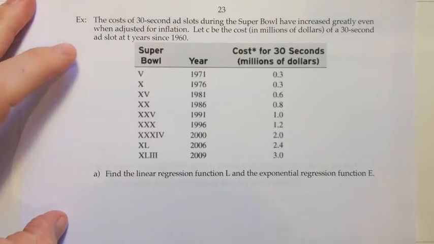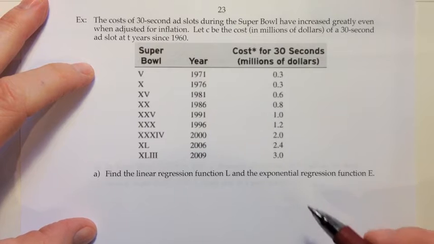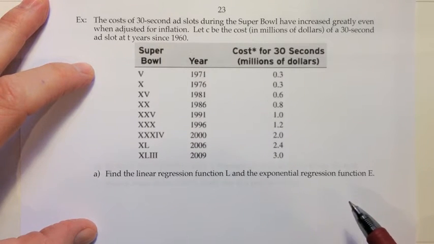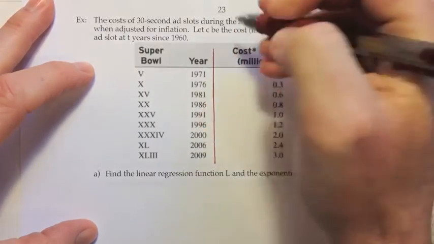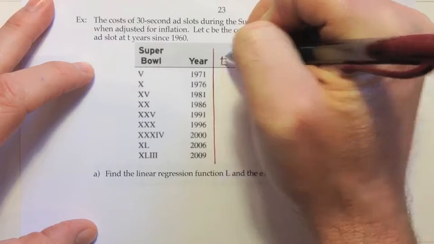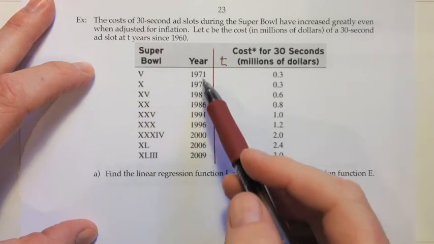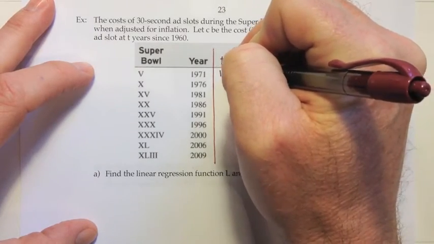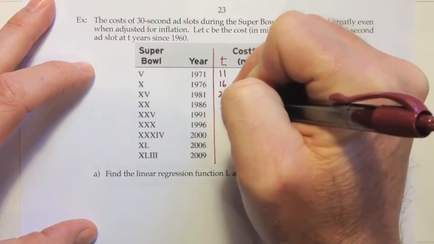Before I find either of those, I'd like to plot the data with a scattergram and see whether it looks like the linear regression is a better idea or the exponential regression is a better idea. So the first step in doing that would be to take these years and convert them to values of t. And t is the number of years since 1960, so we'll be subtracting 1960 from all of these. In 1971 that had been 11 years, 16 years, 21, and so on.